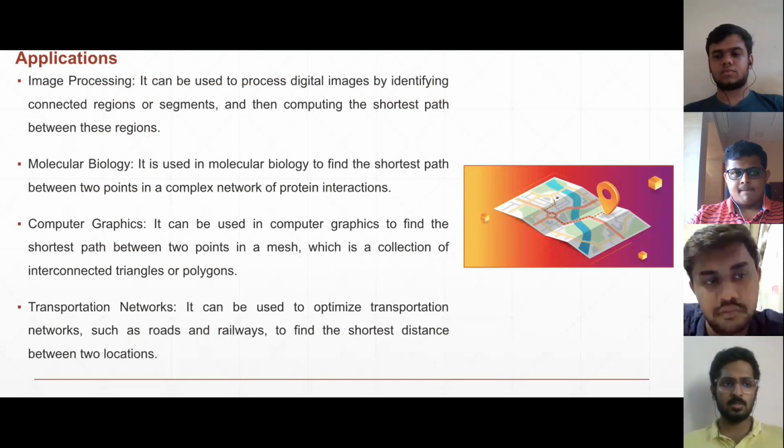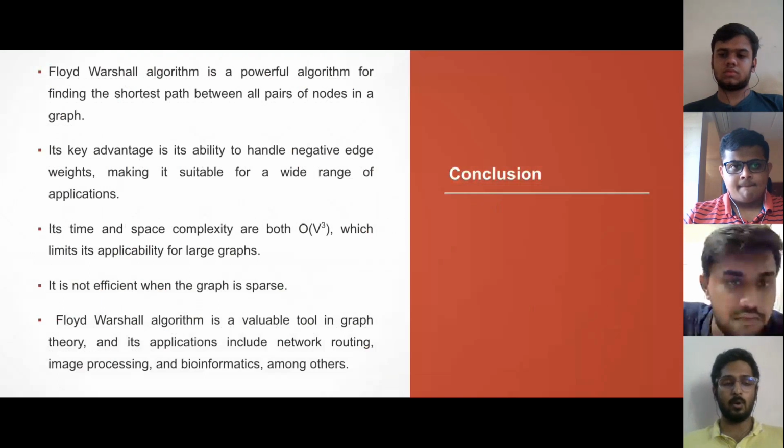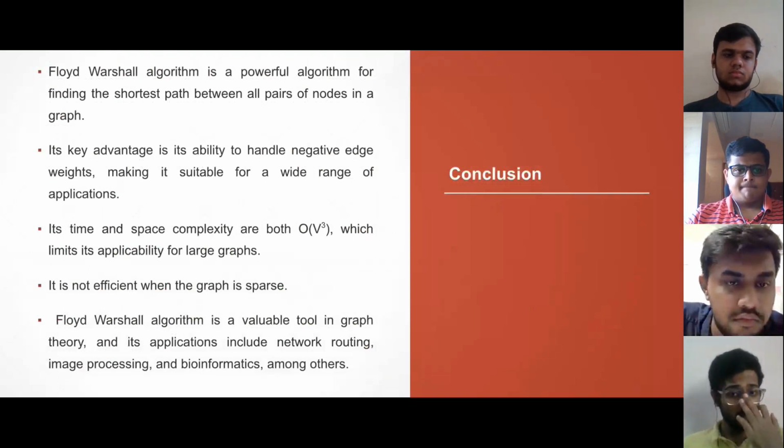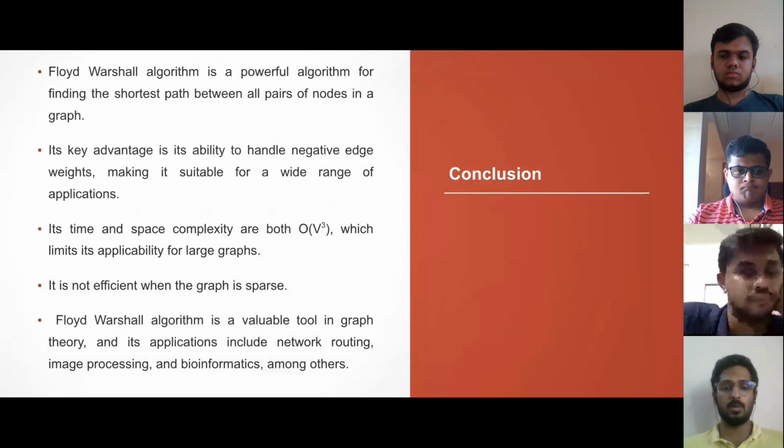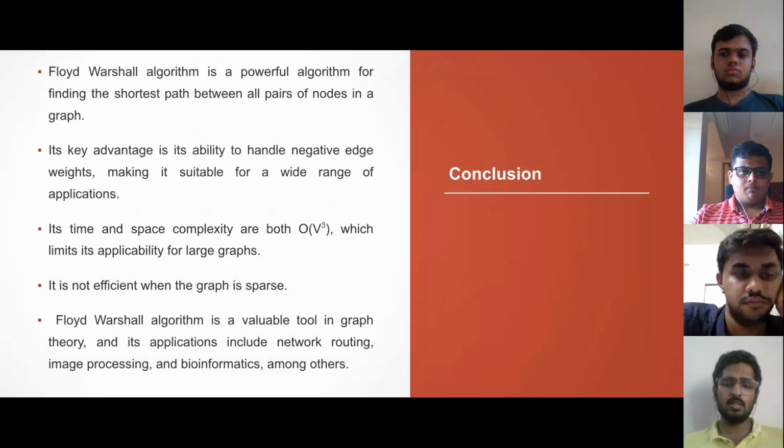Now let's conclude by going over the important points of the Floyd-Warshall algorithm. Basically, it is a powerful algorithm whose main purpose is to find the shortest path between all the pairs in a graph. Its main advantage is the ability to handle negative edges. So therefore, this makes it suitable for a wide range of applications.